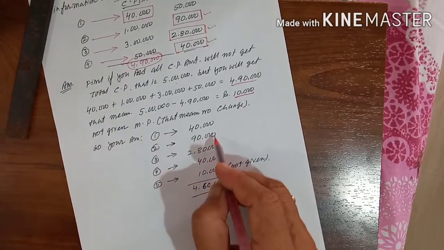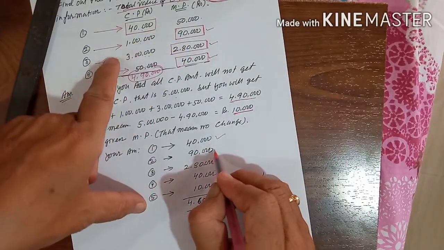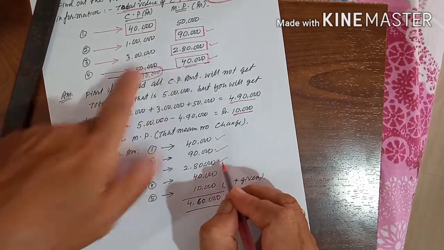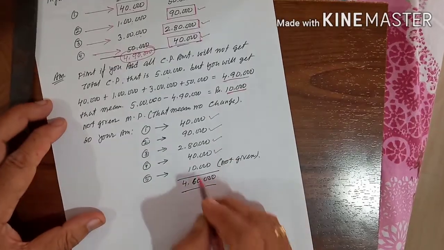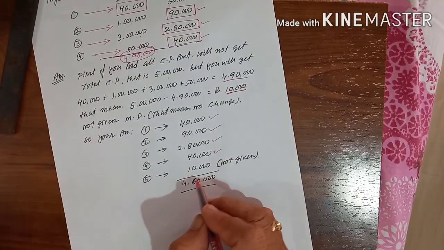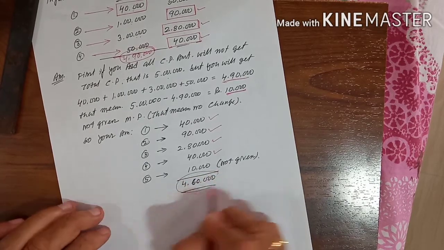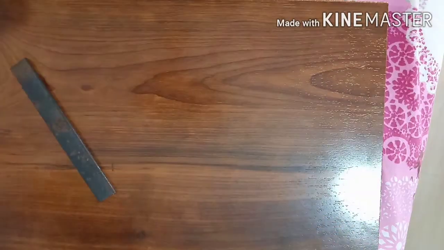So first, out of these two, 40 is less; second, out of these two, 90 is less; out of these two, 2,80,000 is less; out of these two, 40 is less; and for the 10,000 whose information is not given, there is no change. CP and MP are the same, so that is not given. So your answer is 4,60,000. I think you understand. The next question.